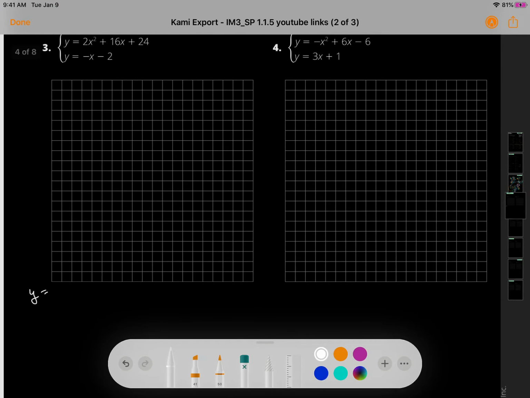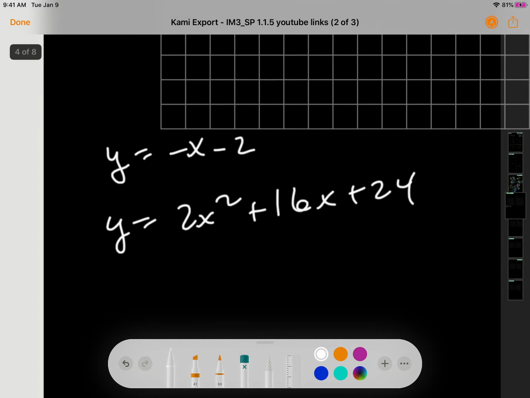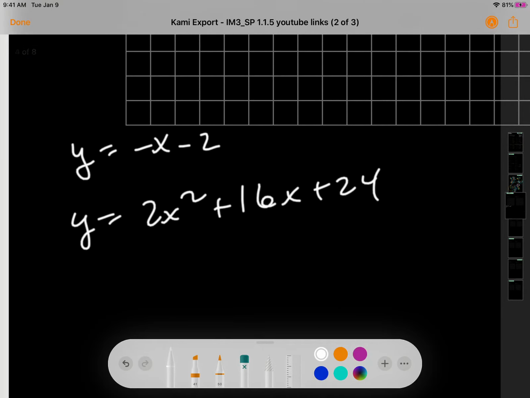I have y equals negative x minus 2 and y equals 2x squared plus 16x plus 24. So we said we're going to solve it by substitution, and the reason I'm using substitution is because they're both equal to y. So use your highlighter. Every time I see y, instead of writing y, we're going to write negative x minus 2.